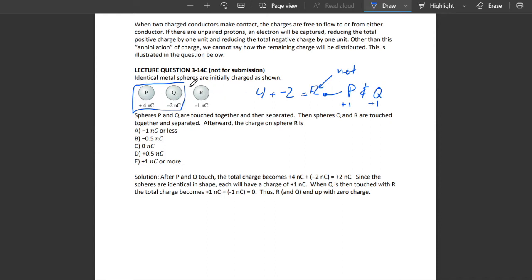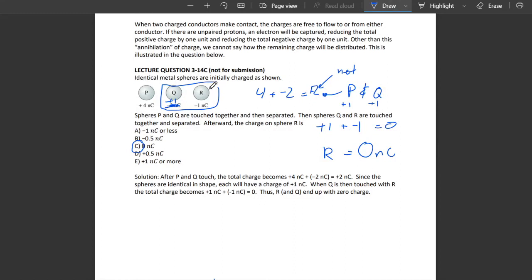Then when we're considering the interaction between Q and R, we know that after the first interaction, Q is no longer -2 coulombs, it's +1. So +1 plus -1 equals 0. When these touch, they equilibrate to 0 nanocoulombs each. So that means that R is equal to 0 nanocoulombs. Hence, C is the answer.